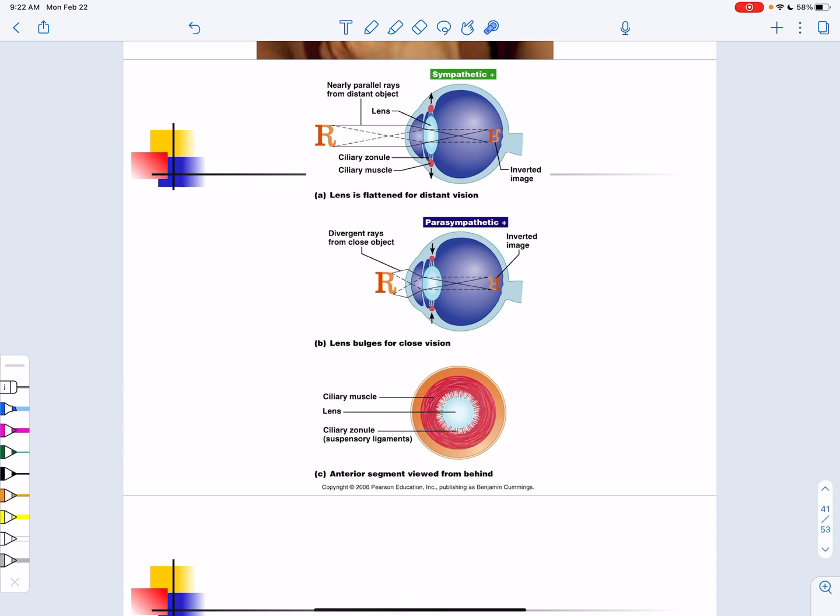And in order to look at something close up, your ciliary muscle is going to have to squeeze to make those light rays travel to the back of the eye in correct focus. So again, this is why we need reading glasses when we become older. This is why I need reading glasses.